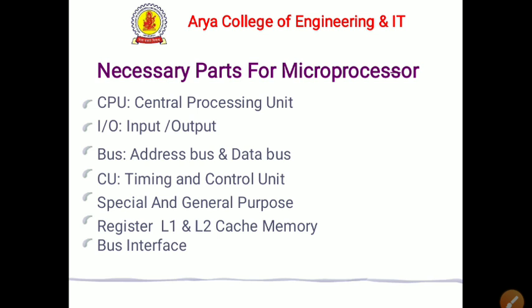The necessary components of a microprocessor are the CPU, that is the central processing unit, IO, that is input output, and buses. We have different types of buses in a microprocessor: address bus and data bus. And we have the CU, that is the timing and control unit. We have some special and general purpose registers, cache memories L1 and L2, and some bus interfaces. So this is all about the basic components of a microprocessor, but the input and output units are not on the same chip.